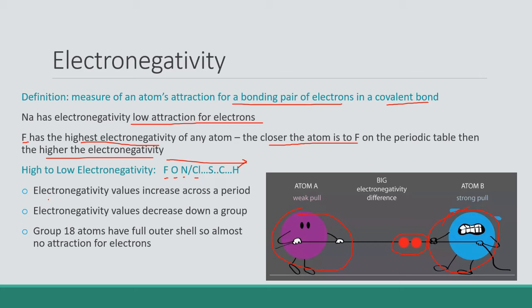But you need to know that electronegativity increases across a period of the periodic table and decreases as you go down a group. Group 18 atoms don't form covalent bonds, since they've got a full outer shell, so they have almost no attraction for electrons. So they aren't included in this. They're just not part of the definition, really.